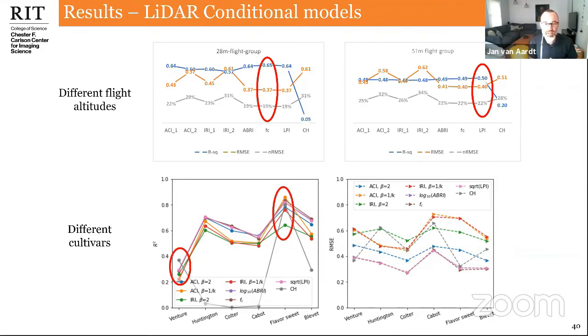And because Faye is an imaging scientist, he's also really interested in what the collection properties do for our assessment ability. So he evaluated different altitudes. We flew at 28 meters above ground and 51 meters above ground.